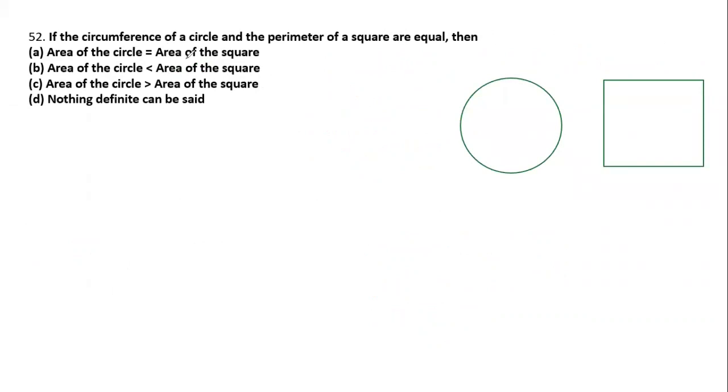If the circumference of a circle and the perimeter of a square are equal. Okay, the circumference formula is 2 pi r or pi d. 2 pi r and pi d, either of them can be used. Perimeter of a square is 4 multiplied by side, right? 4 multiplied by side.